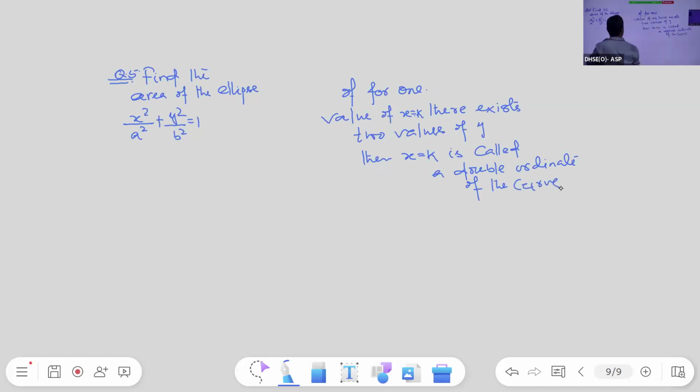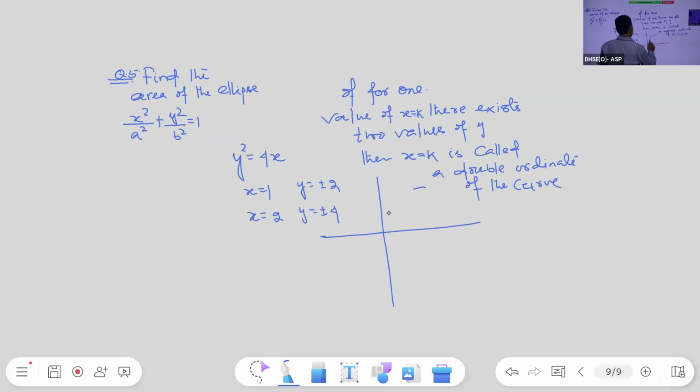Let us consider the parabola y square is equal to 4x. If we take x is equal to 1, then the value of y will be plus or minus 2. If you take x is equal to 2, then the value of y will be plus or minus 4. So for parabola y square is equal to 4x, x is equal to 1 is a double ordinate, x is equal to 2 is a double ordinate, x is equal to 3 is a double ordinate.